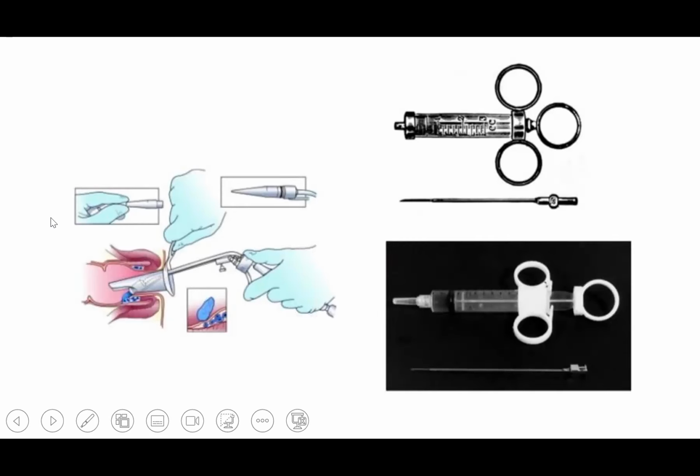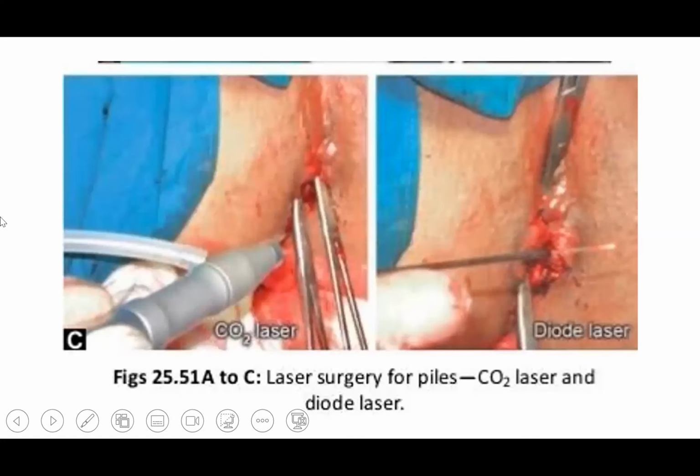So these are diagrams showing, on my left, rubber band ligation. The rubber band is inserted on the hemorrhoids about 0.5 to 1 cm above the dentate line, so it's painless, and then this causes necrosis and then ischemia and subsequent sloughing of the hemorrhoids. On the right is the needle for injection sclerotherapy. 5% phenol in almond oil is injected to cause fibrosis of the hemorrhoidal tissue. So this is a diagram showing laser surgery for hemorrhoids.